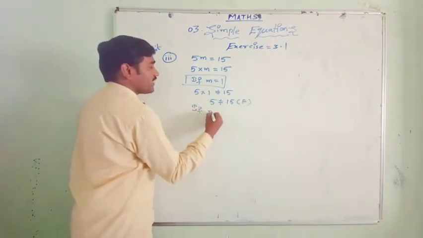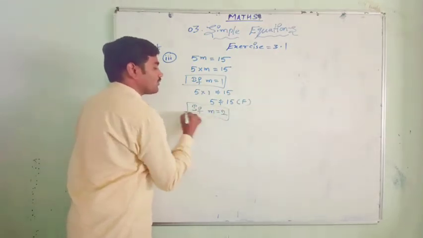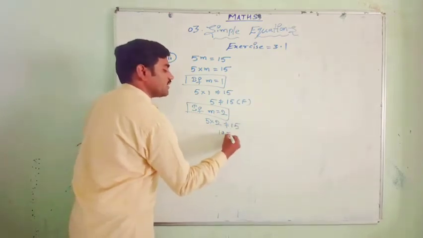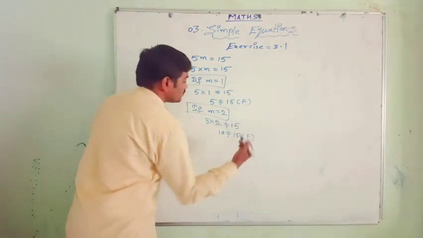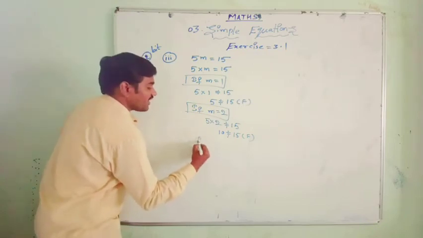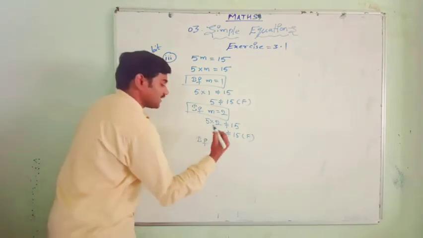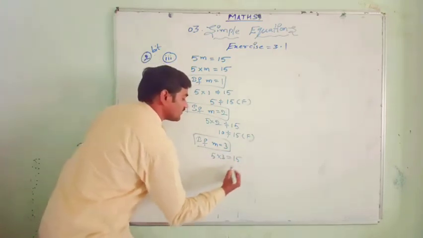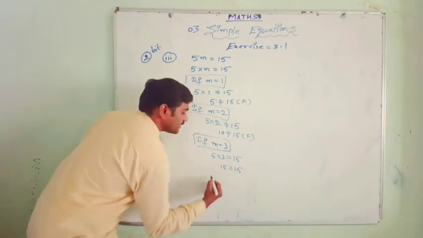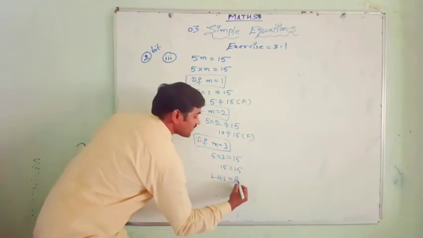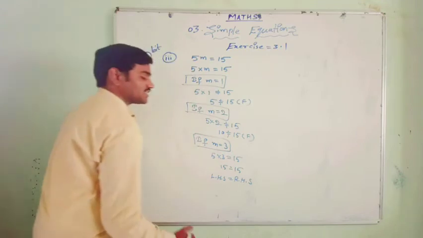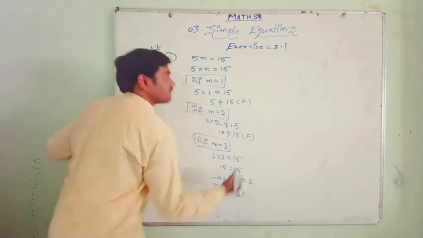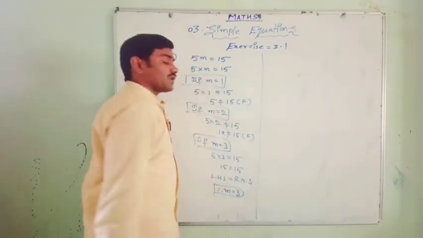Then if m equal to 2, then 5 into 2 is not equal to 15. Yes, 5 twos are 10. How can it be equal to 15? No. So 10 is not equal to 15. If m equal to 3, 5 into 3, yes, 5 threes are 15. Yes, 15 equal to 15. Here the LHS, our left hand side answer, is equal to the right hand side answer. So therefore m equal to 3. Finished, no?